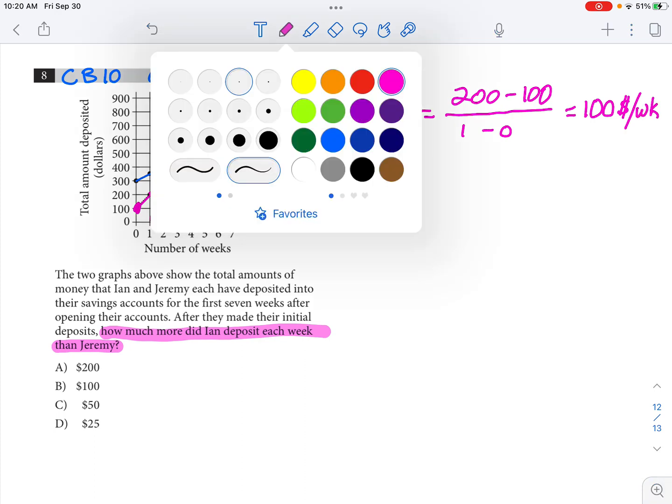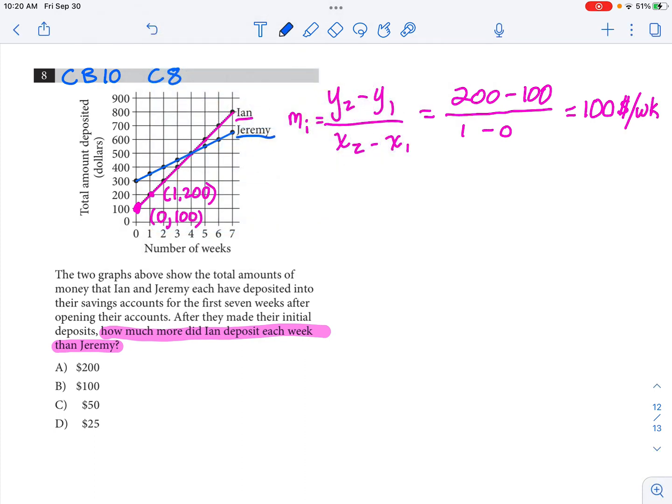And we could do the same sort of thing for Jeremy. We could see the rate at which Jeremy is depositing money in his bank account. Now you notice a shallower slope. So I think it's still going to be a positive slope, but he's depositing money at a slower rate than Ian is. So hopefully we get a number that is less than 100. Again, I'm picking out simple points to start from. So I think 0, 300 is great. And then I'm going to pick just another one that falls perfectly onto the grid. Let's go with 2, 400.